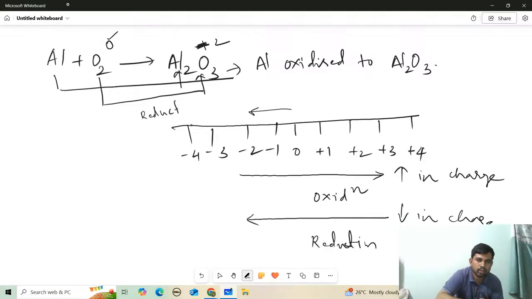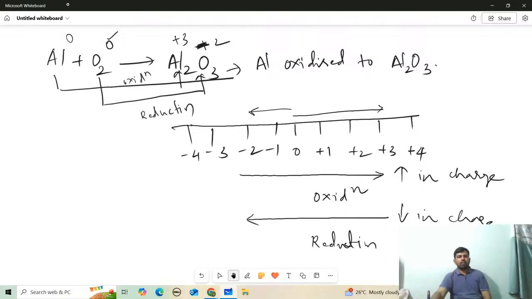Reduction process. Similarly, if I take aluminium in its elementary form, it is 0 and it goes to plus 3. So 0 to plus 3. I can say aluminum is undergoing the process of oxidation. So in this way we can find out oxidation and reduction.